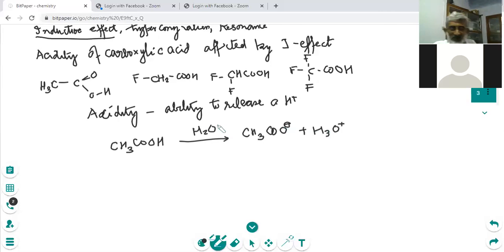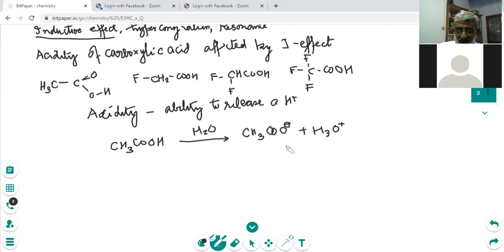If the equilibrium shifts more towards the right-hand side, towards the product side, it's a strong acid. But if the equilibrium remains on the starting material side, the acid is a weak acid. So the strength of an acid can be described in this fashion. A strong acid will react with water and completely release the protons, 100% release of protons.